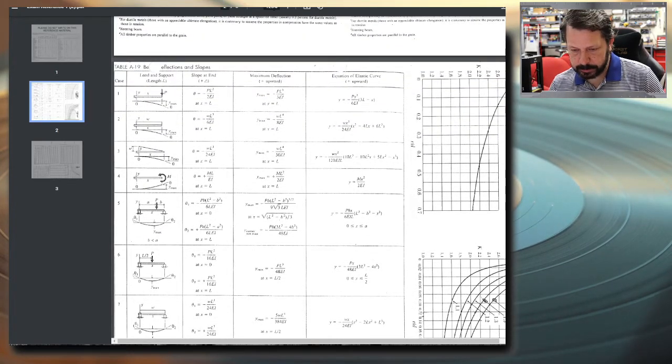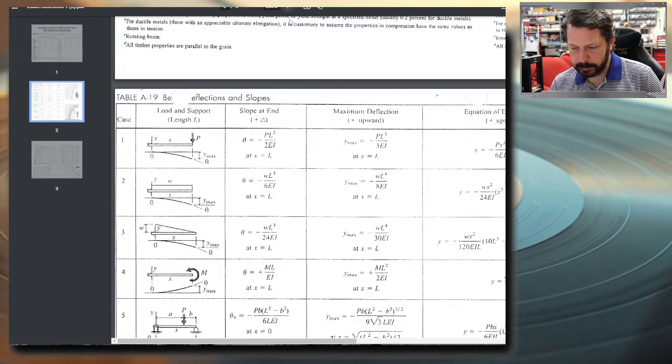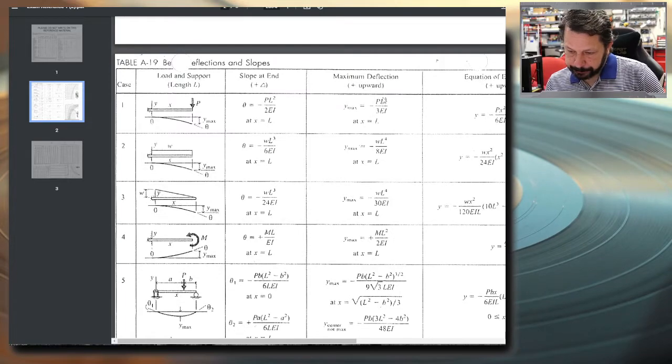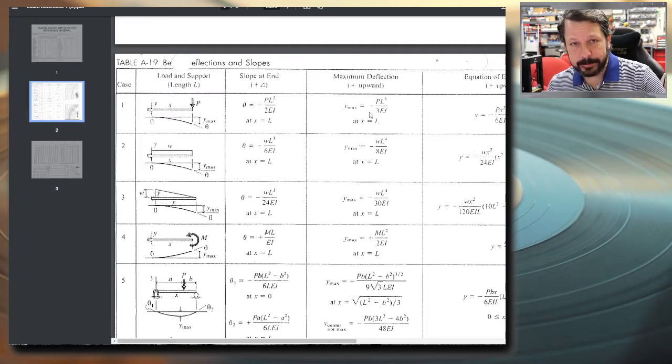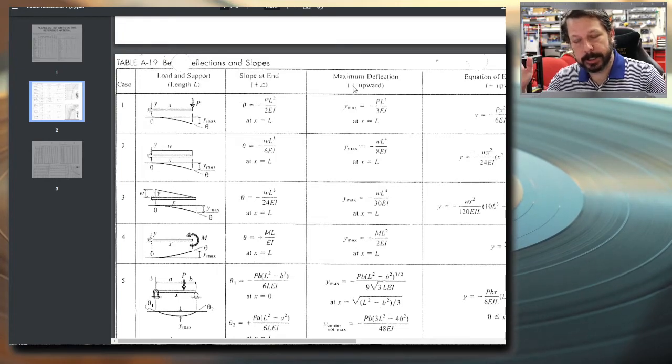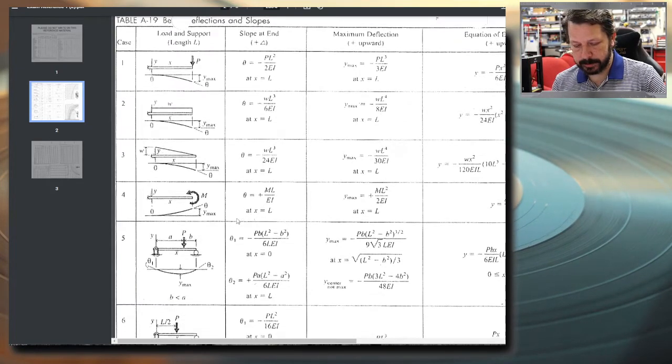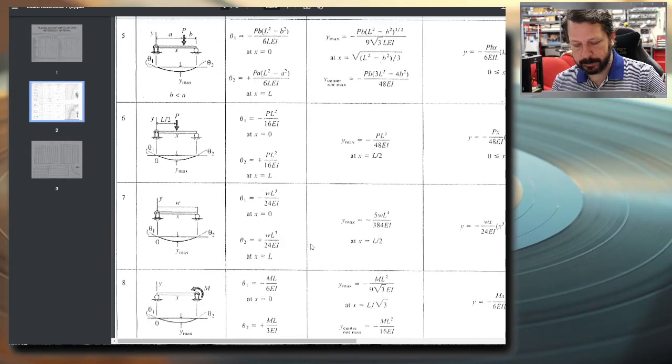Let's zoom in on some so you can see them a little better. There we go. Yeah, that's on your screen. So it's a little blurry, but you can look one of these up online, and there are plenty of beam deflection charts or tables online that you can look at. So negative PL cubed over 3EI. They have it negative because their deflection is positive when it goes up. So these are all negative because most all of these are causing the beam to bend downwards.